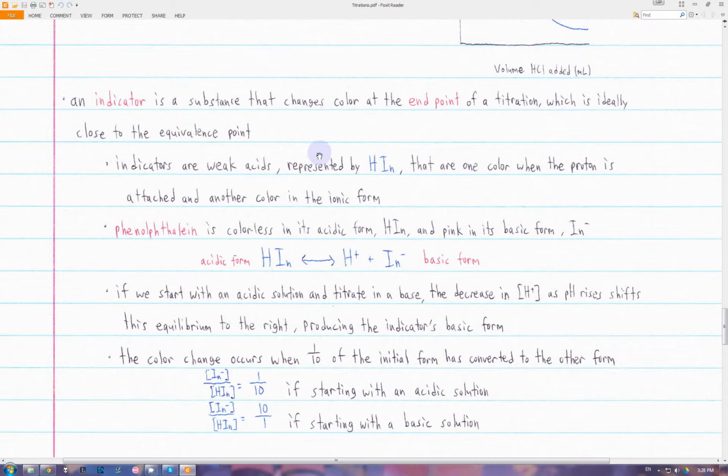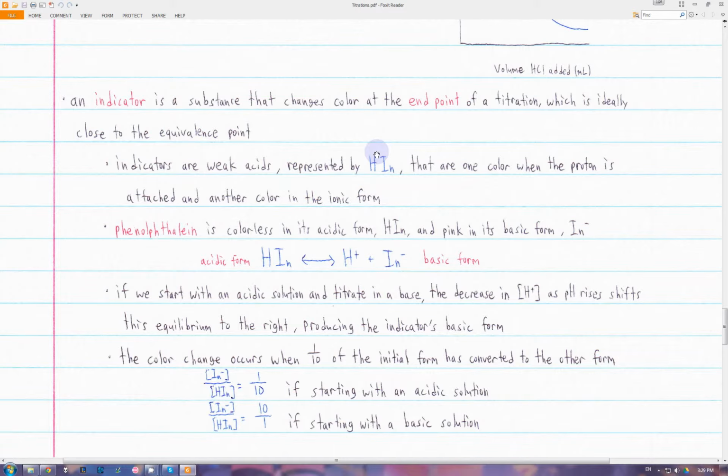So most indicators are just weak acids, which we represent with HIN, where H is the acidic proton and IN is just the rest of the indicator. So when it's in this form HIN, it's one color, but when the proton is lost and it's just IN minus, the indicator is another color. So that's how the color change happens.